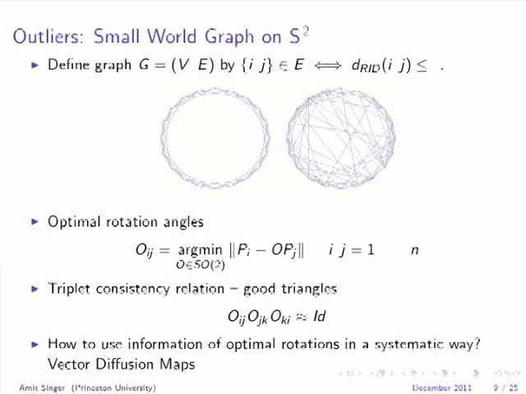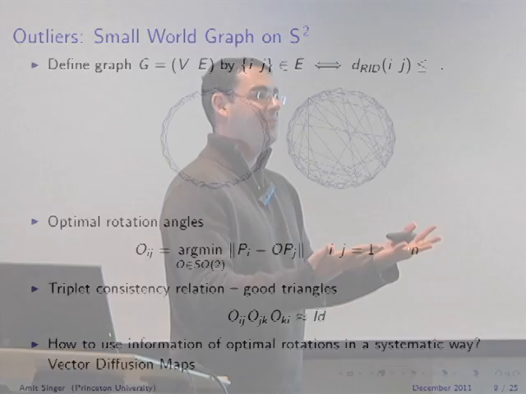There is a triplet consistency relation that needs to hold for good triangles, and this involves the angles that align the images. When you take two images and you solve this optimization problem of aligning them, you not only get a distance, but also an optimal rotation that aligns them. And so if you have three images that you think are taken from the same viewing direction, then the sum of the three rotation angles should be 0 modulo 2 pi.